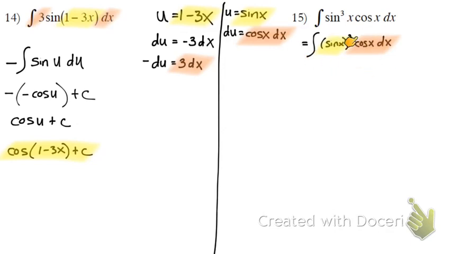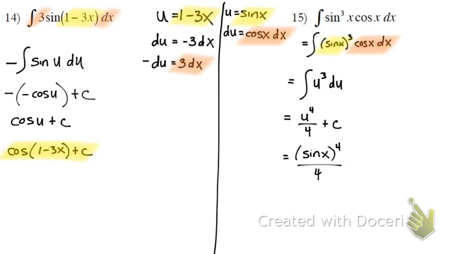Everything is highlighted over here to the point where I know all of my x's will go away, and I will only be left with u's in the problem. So this can be rewritten as the integral of u cubed, because sine of x was replaced with u, and then cosine x dx is being replaced with du. And now this is a much, much easier integral to solve. The integral of u cubed is u to the 4th over 4 plus c. And if I replace u with what it equals, that would be sine of x to the 4th power over 4 plus c.